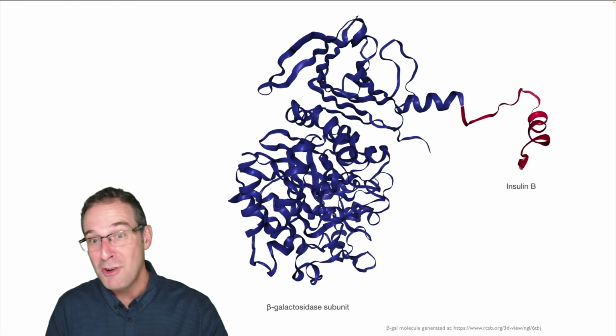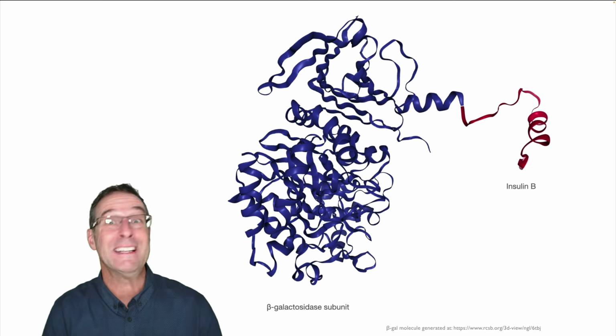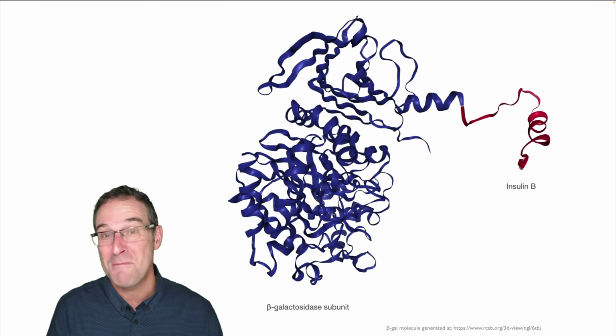Because you could just put a promoter on the front of the insulin A gene, right? And make these insulin A peptides all by themselves, but they'd just be rapidly degraded by the E. coli cell as they were produced. This prevents that from happening.